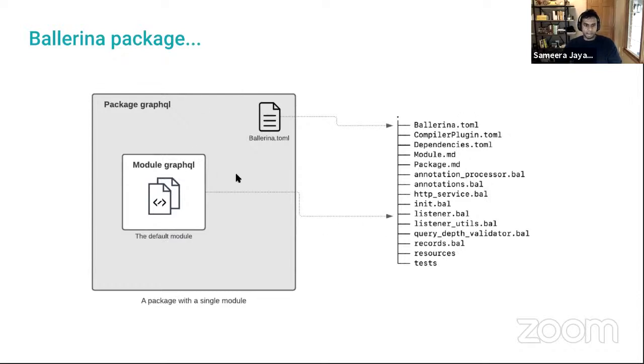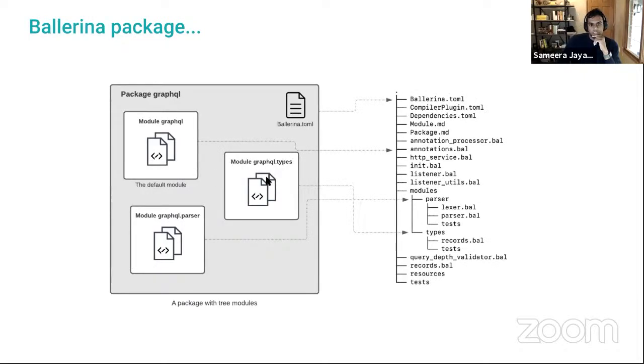All right, now let's look at a package with three modules. We have the default module, here GraphQL, and then GraphQL.types and GraphQL.parser. As you can see, the module name always starts with the package name. The default module's name is the same as the package name, but all the other modules start with the package name, like GraphQL.types and GraphQL.parser. When you look at the directory structure, you see the Ballerina.toml and the default module here, the default module's bal files and resources, and all other modules go inside this modules directory. They have the same structure as other modules. All right, so this is about packages.